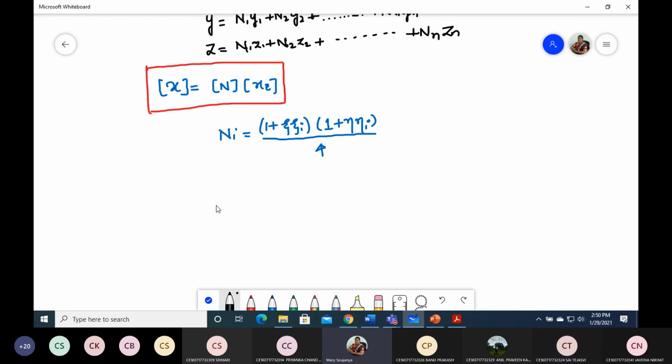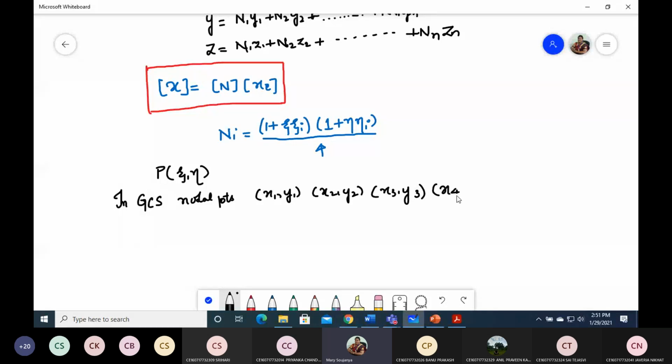Did you write down all the four shape functions? Yes, ma'am. Okay. Now from the figure, point P has coordinates xi comma eta. Alright. And in GCS, that is the global Cartesian system, the nodal points are like this: x1 y1, x2 y2, x3 y3, x4 y4. Alright.